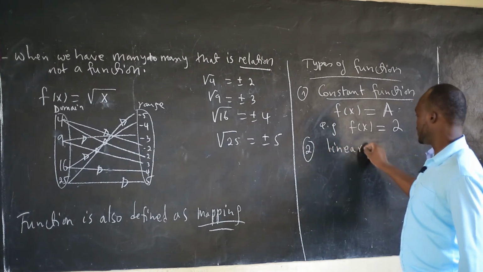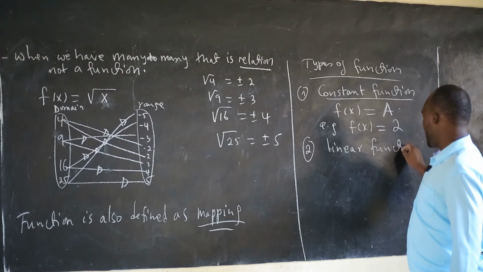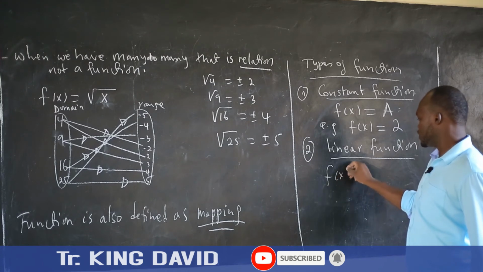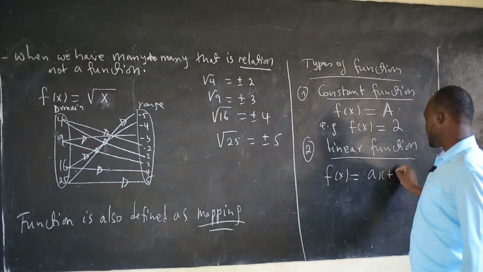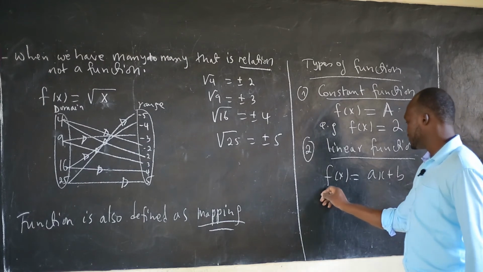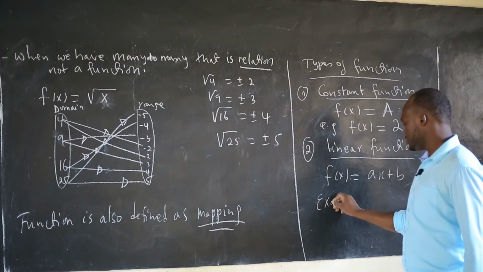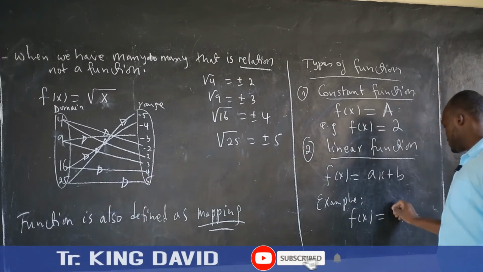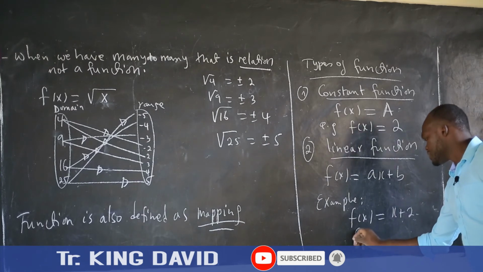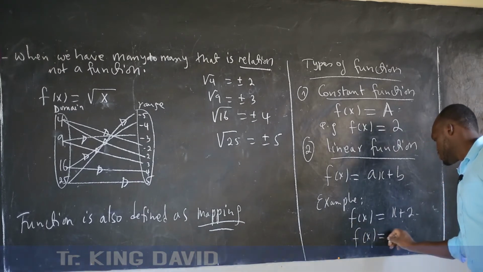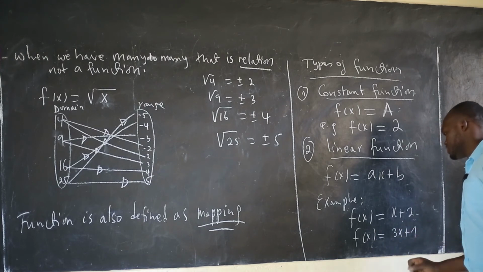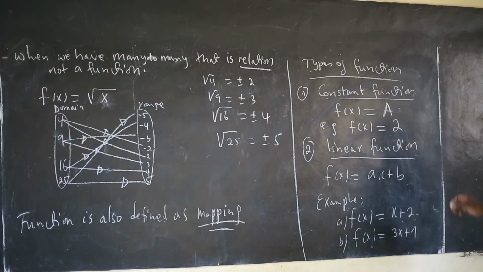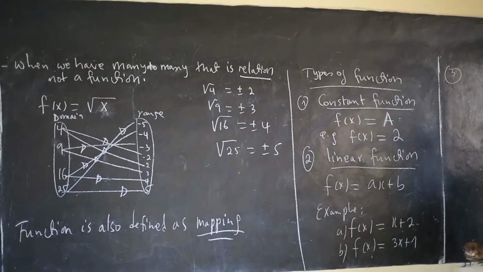Number two, we have linear function. A linear function is when you have f of x equal to ax plus b. This is a linear function. For example, f of x equal to x plus 2, f of x equal to 3x plus 1. Those are linear functions.